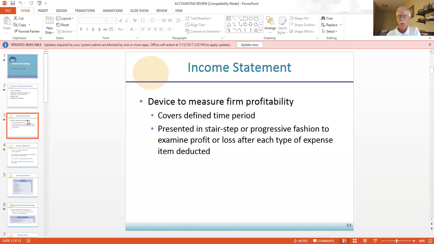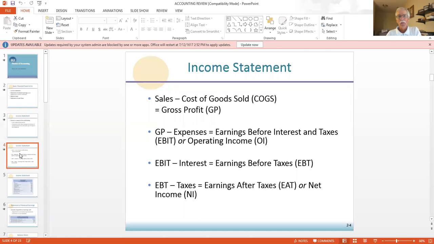The income statement is going to measure for a very specific time period whether or not you've made money or lost money with operations and non-operating activity. We'll see that there is what's called a stair step or progressive fashion to the income statement, but it covers a very specific period of time, perhaps a month, a quarter, or a year. This is the step-down effect.